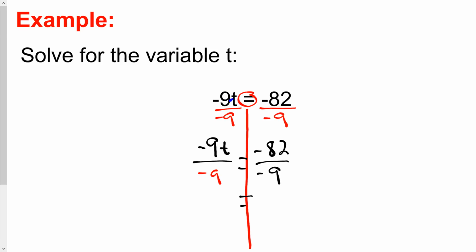On the left-hand side, negative 9 divided by negative 9 is a positive 1t. And a negative divided by a negative on the right-hand side is a positive, and 82 divided by 9. Well, we'll probably have to do this one by hand here. So 9 goes into 82. We've already decided that a negative divided by a negative is a positive. Keep note of that. 9 doesn't go into 8, but it does go into 82.